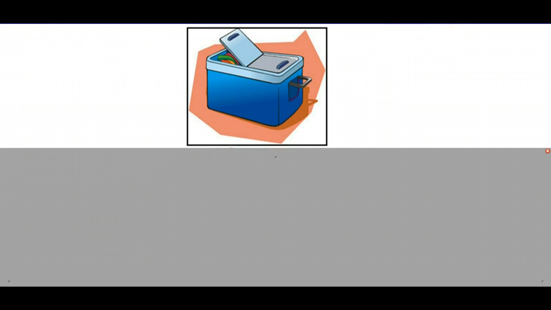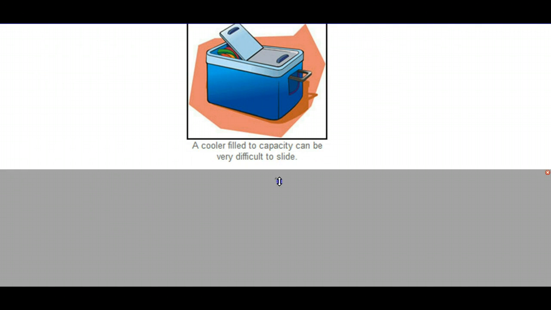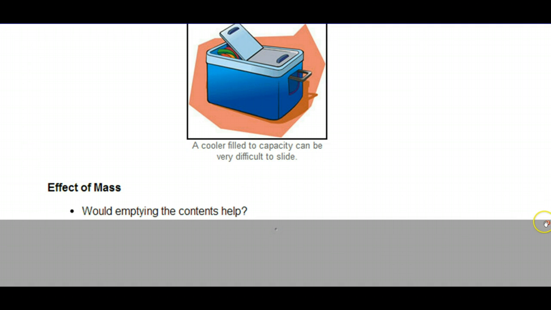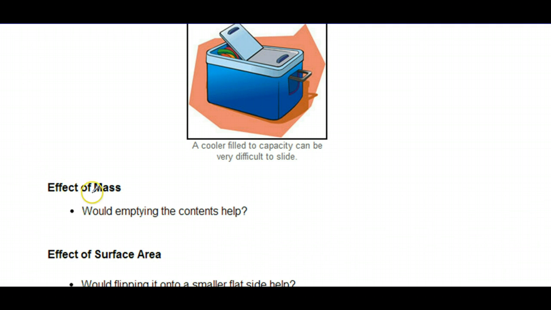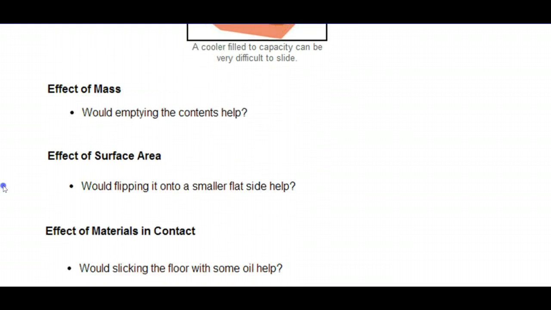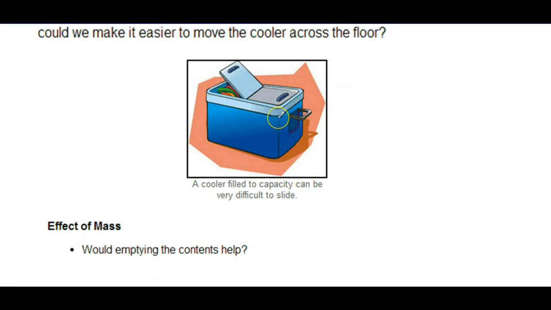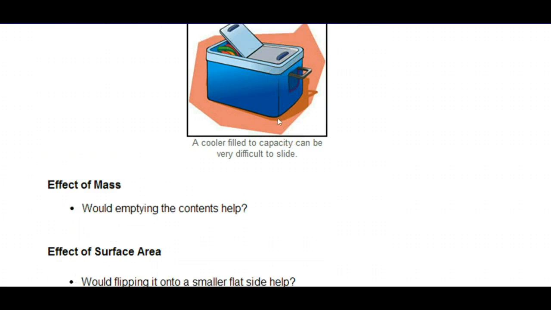And so in this lab that you guys are going to complete, there's 3 factors that you guys are going to determine. And so you can start thinking. I'm going to ask you to write down your hypothesis, which is basically just your guess about what's going to happen for the purpose of this lab. And so the purpose of this lab is, how do these 3 factors affect our ability to move something? So if we're using the example of the cooler, does the amount of mass or the amount of matter that makes up this object affect how it moves across the floor? So in other words, would emptying the contents of this cooler help us move it across the floor? I think most of you can probably guess what's going to happen with that one.